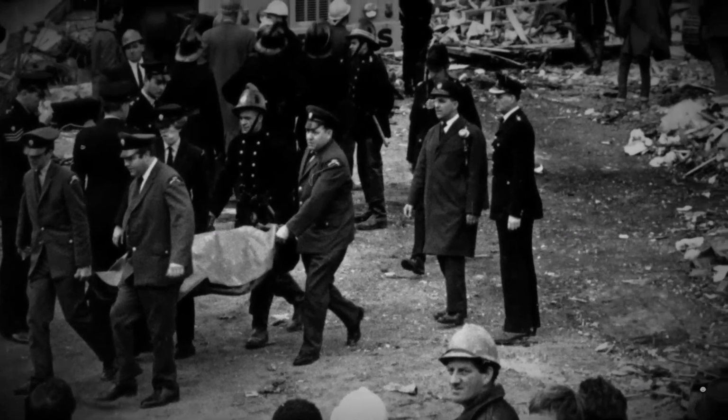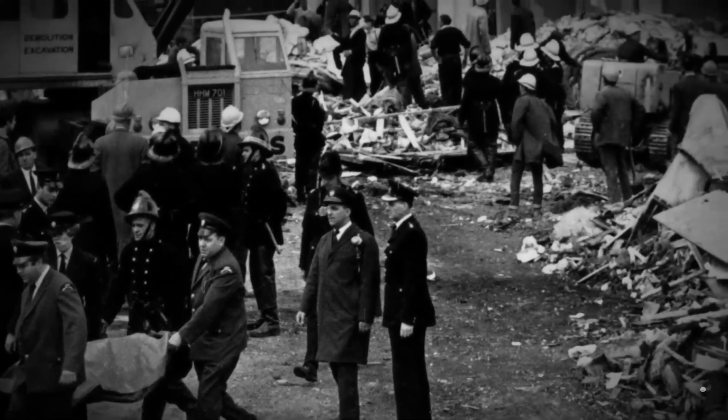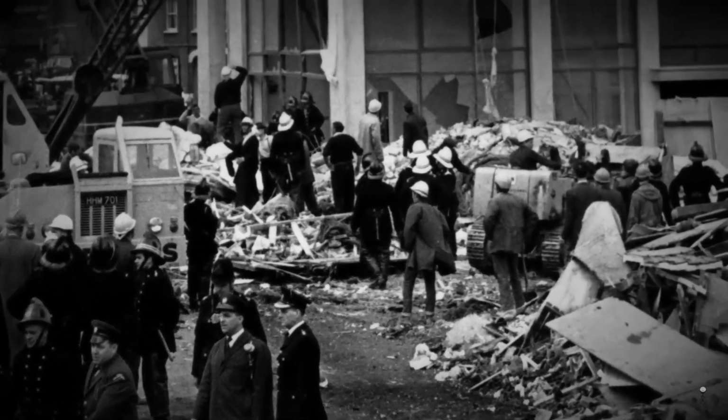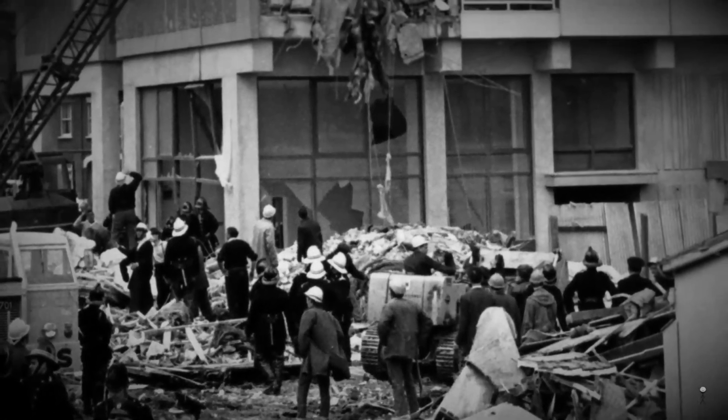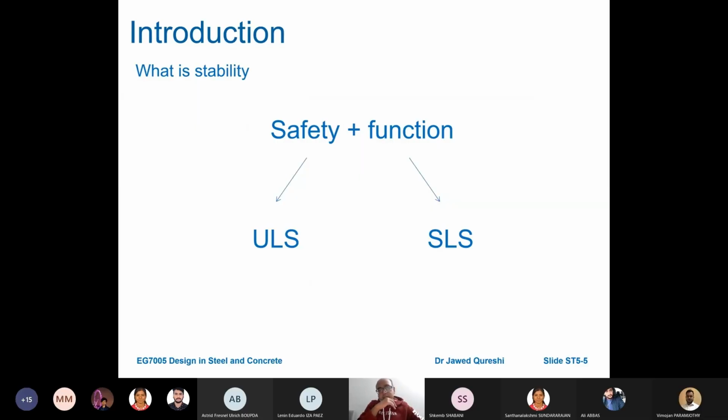So if one part fails, the load is distributed to other parts of the structure without causing catastrophic failure. Stability comes with two parts, safety and function. Safety is related with ULS, ultimate limit state, where we check the strength of the structure. And then we have function, where we talk about the use of the structure, and that is related to serviceability. So serviceability is most of the time related with deflections, vibrations, which will affect the finishes and other stuff. But safety is of prime importance.